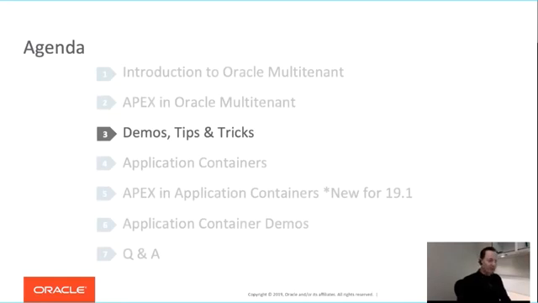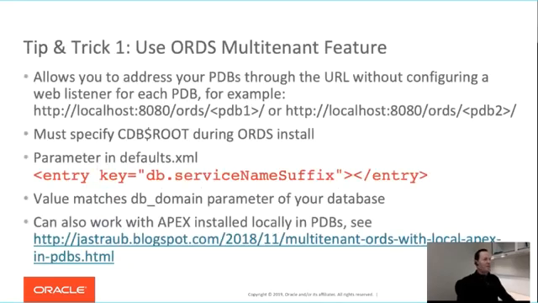So let's go into some tips and tricks, and then we will demonstrate some of those tips and tricks. One of my favorites is this ORDS multi-tenant feature. What this feature allows you to do is address your PDBs, so your Application Express instances in those PDBs, using the URL without having to go through a configuration and point a web listener directly at each PDB. So in this example, we could have PDB1 and PDB2, and we simply address them by using the name of the PDB after the ORDS context root.